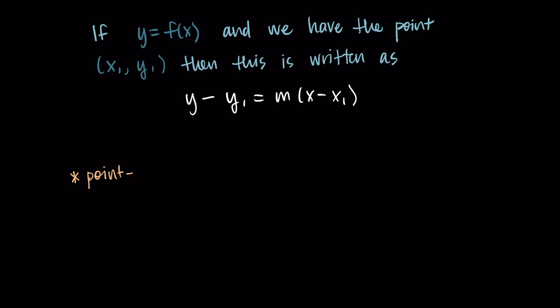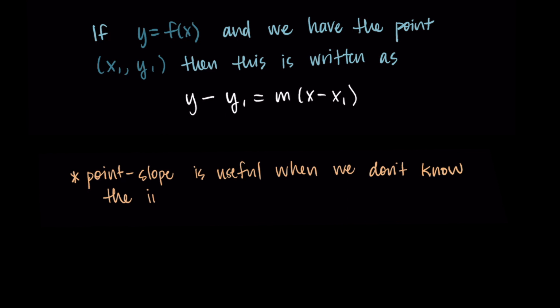The whole reason we even have point-slope form is that it's especially useful when we don't know the vertical intercept. For slope-intercept form, y equals mx plus b, we need that vertical intercept b. But this is a really nice way for us to write equations of lines if all we have is a point and a slope.